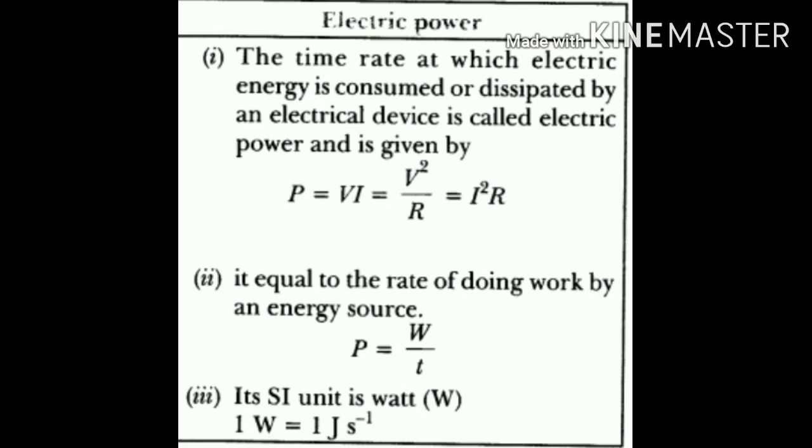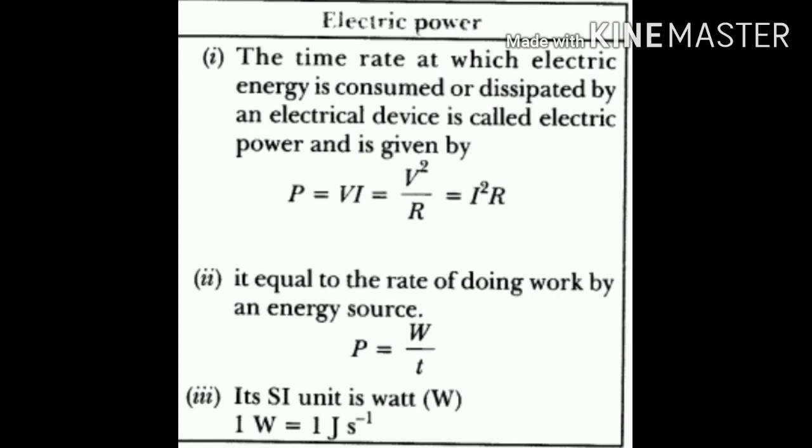The last part of this electricity chapter is about electric power. The rate of doing work is called electric power. It is also defined as the rate of consumption of energy. It is given by the formula P equals W by T, where P stands for electric power, W is the work done, and T stands for the time.